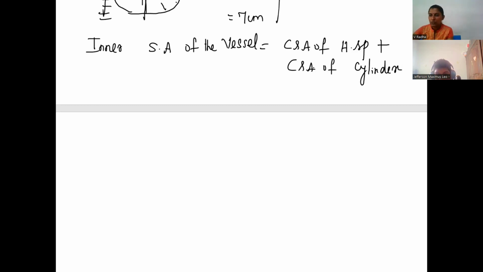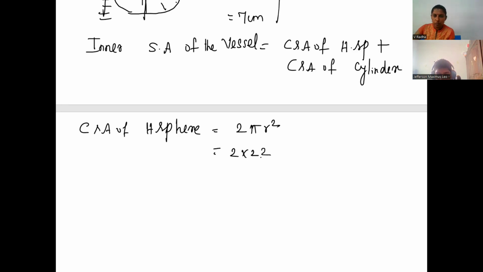So, understood? Yes, ma'am. Okay. So, CSA of a hemisphere initially. The formula for the CSA of the hemisphere is 2 pi r square. Correct? The question has not given anything, so pi is equal to 22 by 7 is good. But the radius is also 7, you know. So the 7s get cancelled. This is 44 times 7.